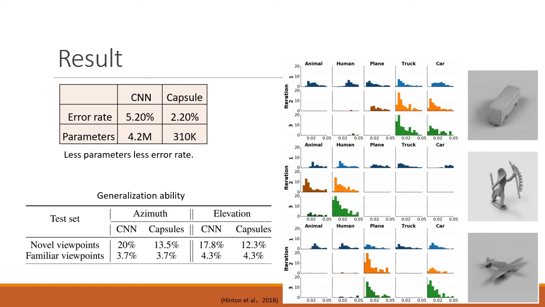In order to test the generalization ability of the capsule network and compare it with CNN, the researchers extracted some perspective images from the training set as the novel viewpoint set. The rest is the familiar viewpoint set. The two networks were trained to achieve the same error rate on the familiar viewpoint set. The performance of the capsule network on the new perspectives is significantly better than CNN.